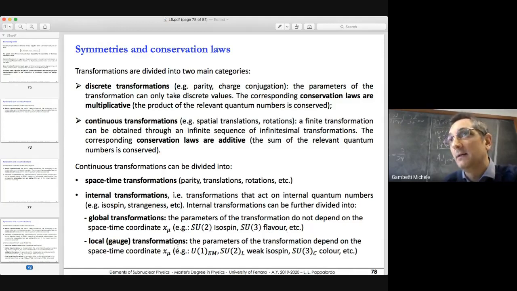Instead, the local transformations or gauge transformations, which are those relevant for the Standard Model essentially, are transformations in which the parameters now depend on the space-time coordinate. So these parameters are not global, but they are different in different points of space-time. Examples are the gauge transformation of QED, which is U(1) electromagnetic, the gauge transformation of the weak interaction, SU(2)L, the gauge transformation of QCD, SU(3) color, etc.